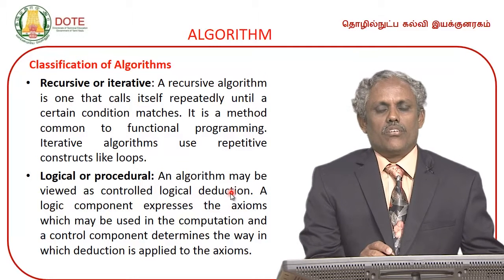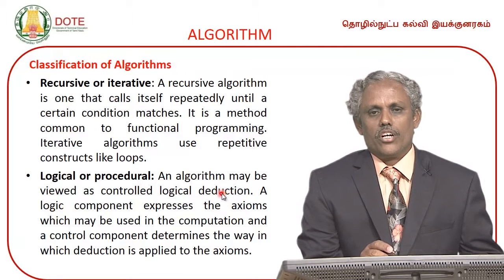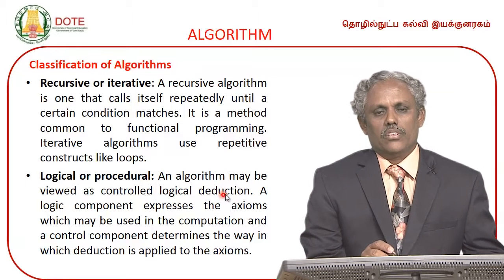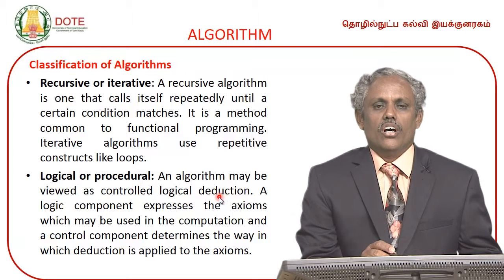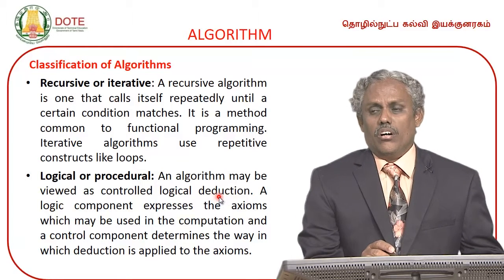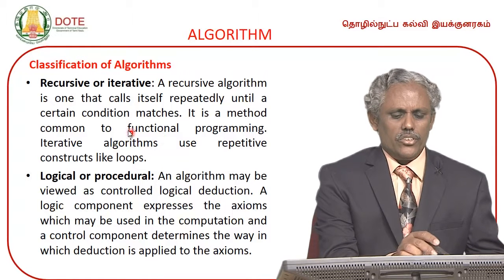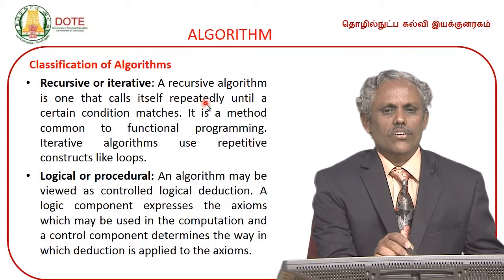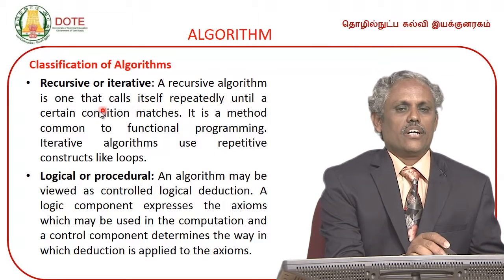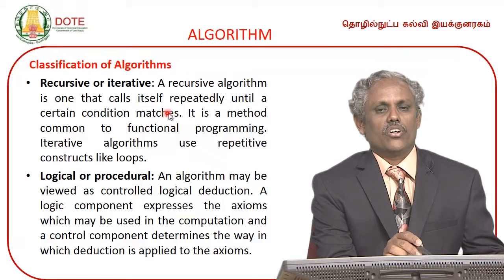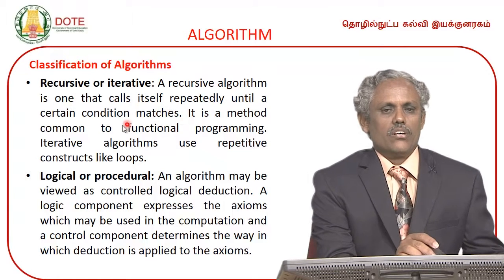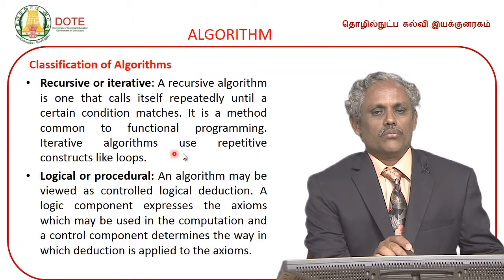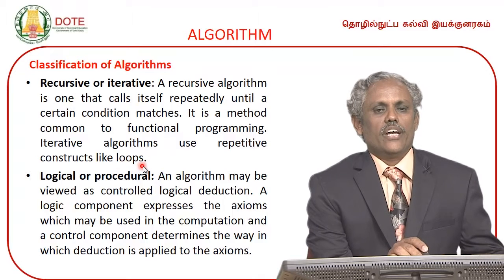The algorithms are of different types. According to the problem and the method of solution, these algorithms can be classified into recursive or iterative. A recursive algorithm is the one that calls itself repeatedly until a certain condition matches. This is called a recursive algorithm. It is a method common to functional programming. Next, iterative algorithms use repetitive constructs like loops.